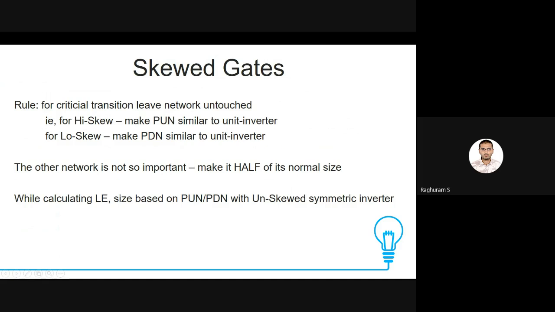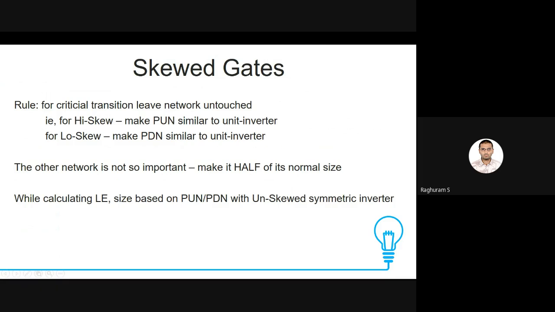And there you make the pull down network similar to a unit inverter, meaning similar to size 1. Okay, so this is simple. Now, how do you get the speed? You get the speed by making the non-critical network. Okay, what is the meaning of non-critical network?